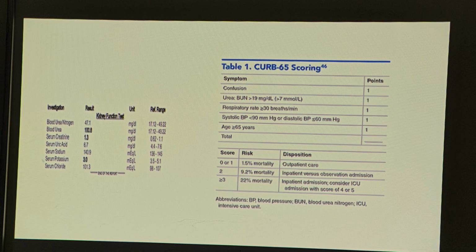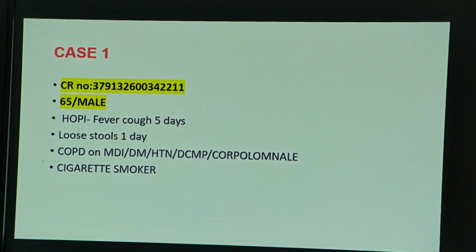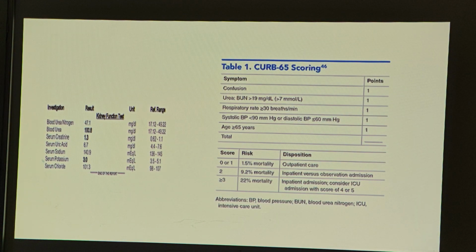For that we can use various indexes like the CURB-65 score, pneumonia severity index and all. CURB-65 is a very friendly index that we can use: consciousness of the patient we can assess, and urea level if it is more than 7 millimole per liter or more than 19 milligram. You can see the urea level is 100.8, so it is definitely elevated. And the respiratory rate we can calculate, in this patient tachypneic, already the score is 50, and hypotension, that is blood pressure less than 90/60, is also one criterion. This patient's age is 65, so if it is 65 or more it will fit. So this patient definitely the score will be more than 3.